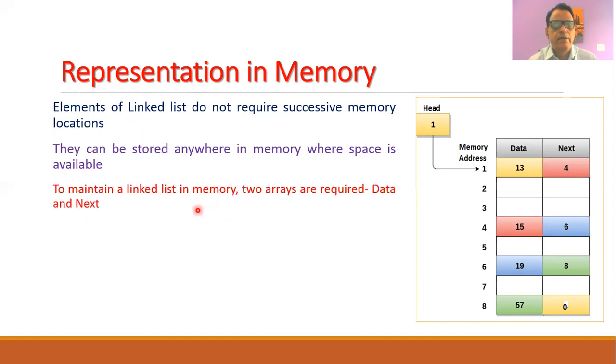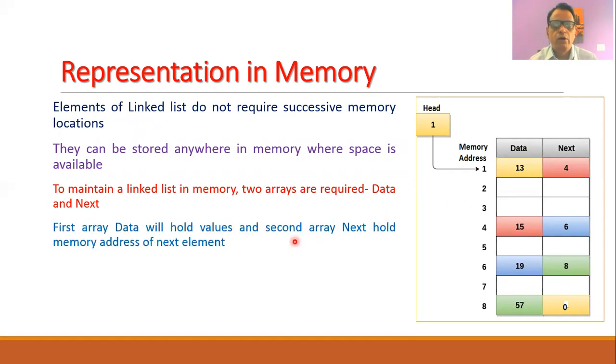Now it is necessary that in order to maintain the linked list in the memory, you require two columns, or you can say that you actually require two arrays in the memory. The first array is called info or data, and the second array is called link or next. So the first array, data, will hold all the values of the elements, and the second array will hold the memory address of the next element.